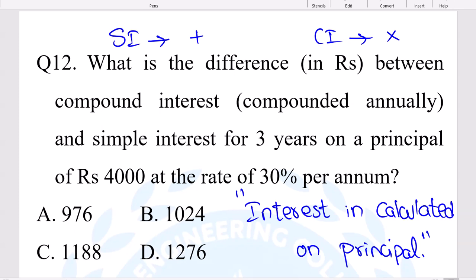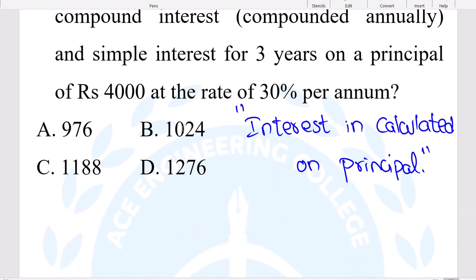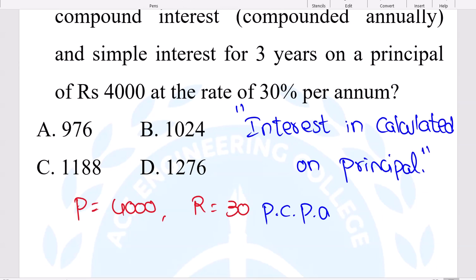Right, okay. Now first I will go for simple interest, then we will calculate compound interest, then we will take the difference between them. And we will go with the formula also, no worry. Listen, here I am giving the data: principal is 4,000, rate of interest is 30% per annum. Some textbooks will give 30 PCPA. PC means percentage, PA means per annum, a shortcut. 30 PCPA means 30 percent per annum. Time is equal to 3 years.